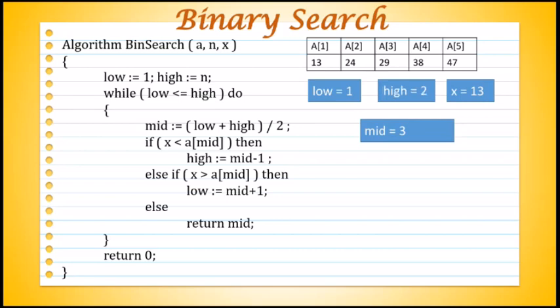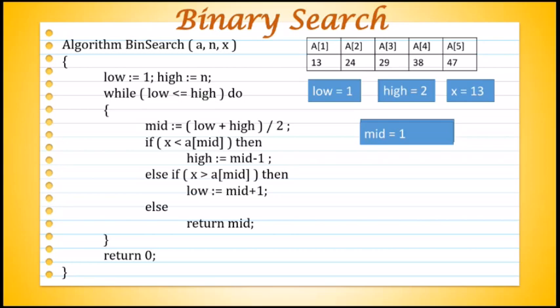Because the previous condition of the while loop was true, we will repeat the while loop. First we will check the condition. So the condition is true. Now we will calculate the mid value. So low plus high, that is 1 plus 2 divided by 2, that will be 1. Now we will compare x with the middle value. So a of mid, that is a of 1, the value which is present is 13. So x is less than a of mid, that is 13 is less than 13. No, this condition is false.